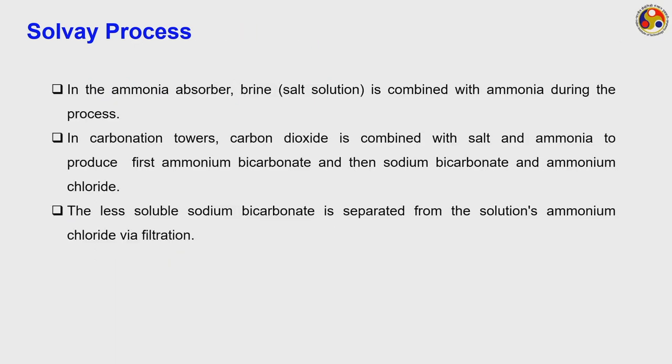In the ammonia absorber, the brine solution is combined with ammonia. So, sodium chloride plus ammonia plus water is called the ammoniated brine. In the carbonation towers, carbon dioxide is combined with this salt and ammonia to produce sodium bicarbonate and ammonium chloride. The less soluble sodium bicarbonate, because at low temperature it is less soluble, is separated from the ammonium chloride solution via filtration.